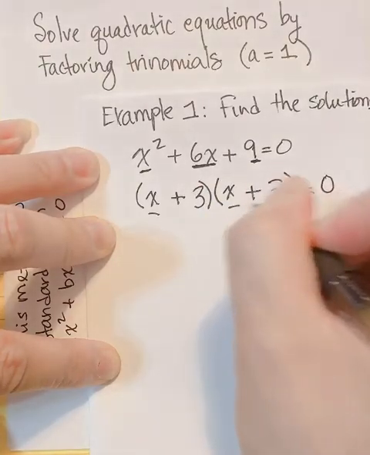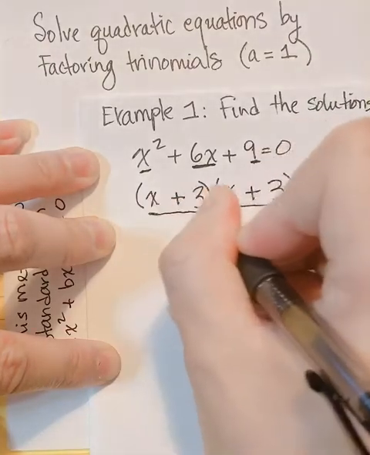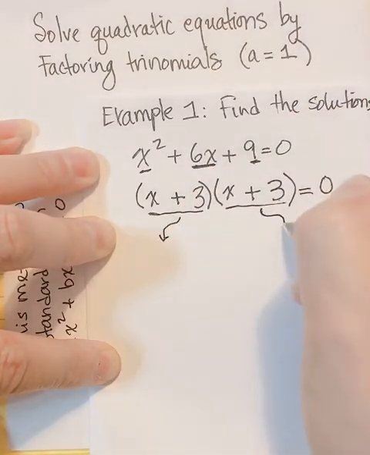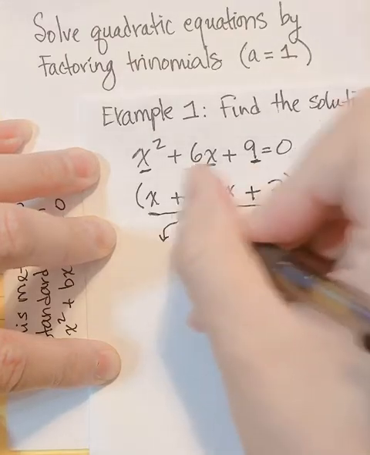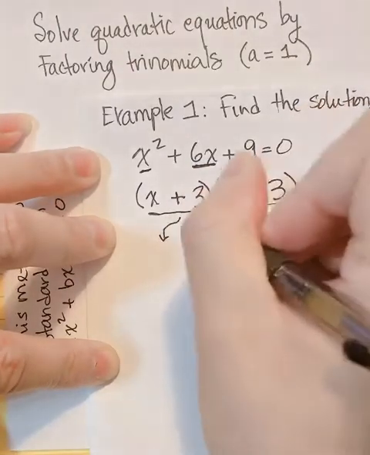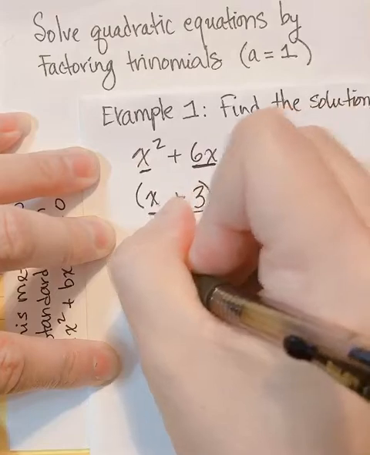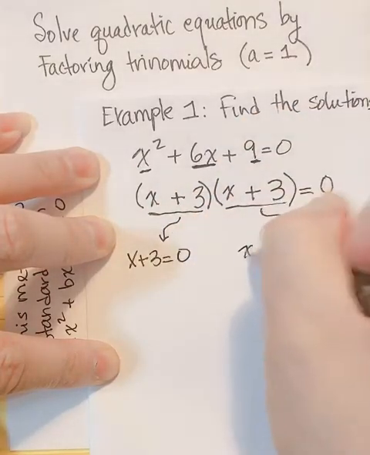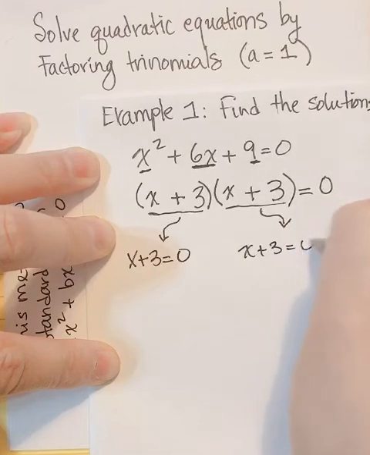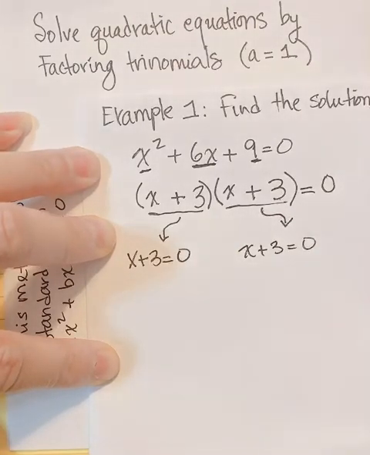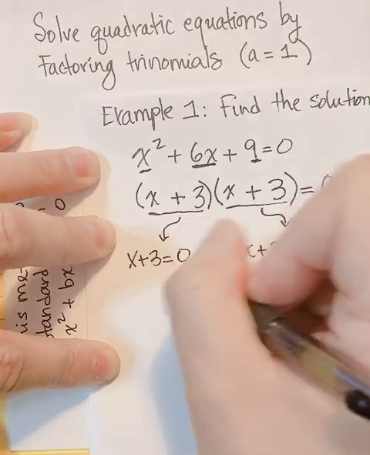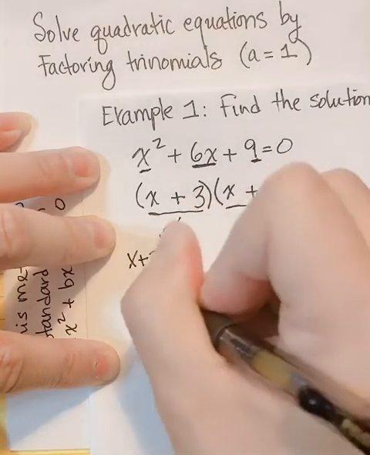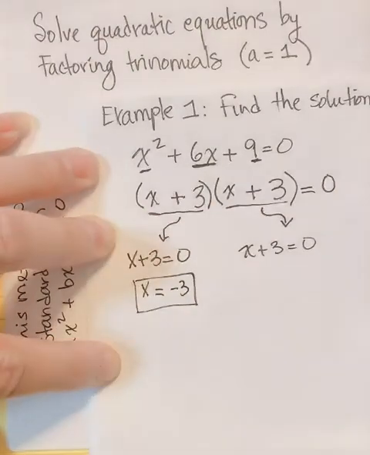So these are my two factors, and according to the zero product property, these two factors are your A and your B. It says if two things multiply to equal 0, then each of them could be 0. So x plus 3 could be 0, and x plus 3 could be 0. Well, these are the same equation, so I don't have to solve both of them. I can just solve one of them. If I solve this one, I get x equal to -3. I move the 3 to the other side. And there is my solution.